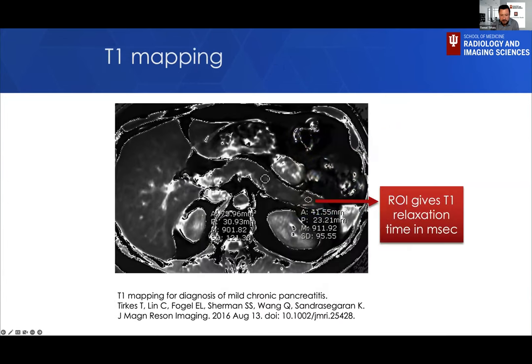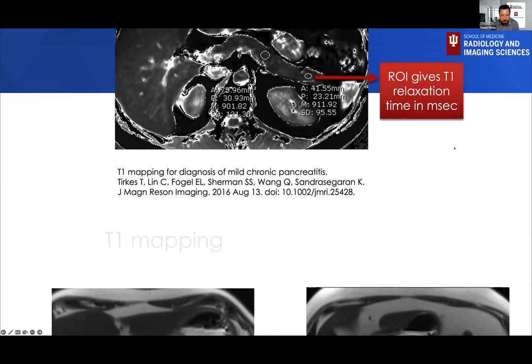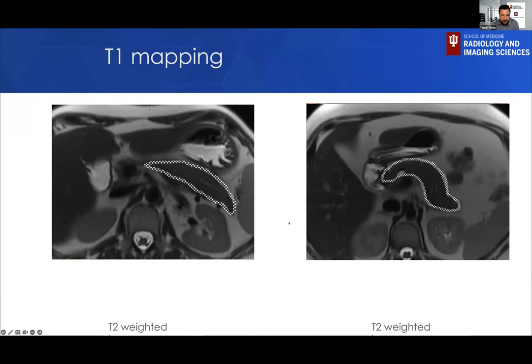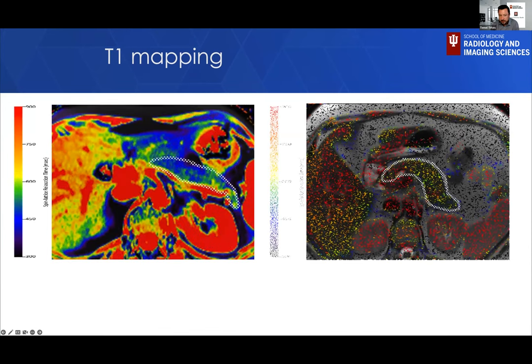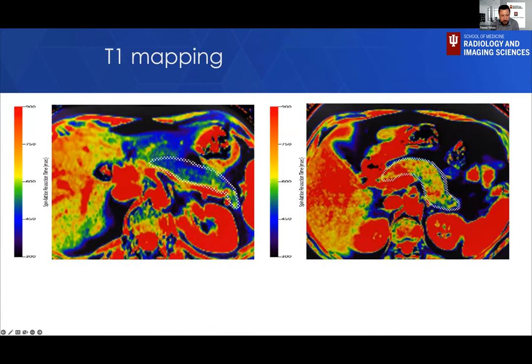T1 relaxation time is measured with the T1 mapping as opposed to the signal intensity ratio. This gives a quantitative value of any parenchyma, including the pancreas. Here's what the T1 mapping looks like. The baseline images were T2-weighted images, but the T1 mapping shows more detail or information about the tissue.